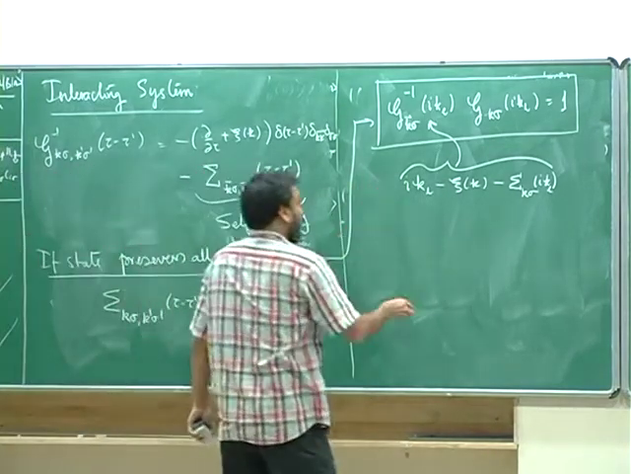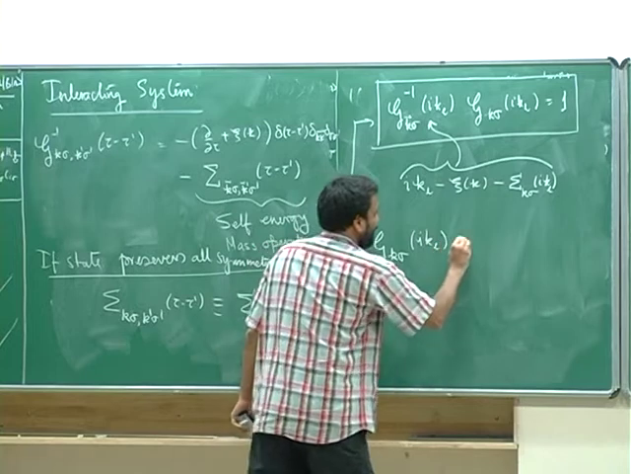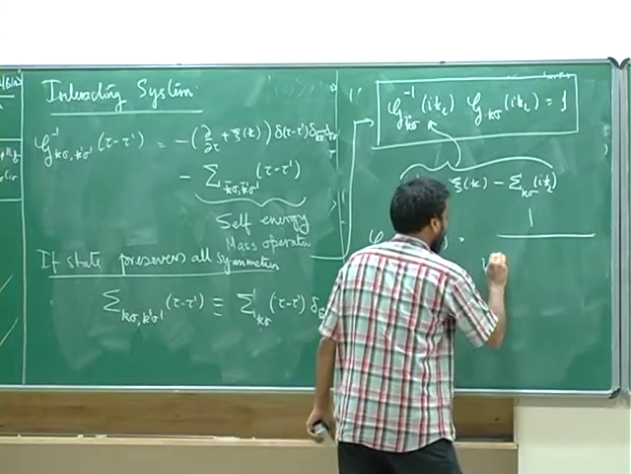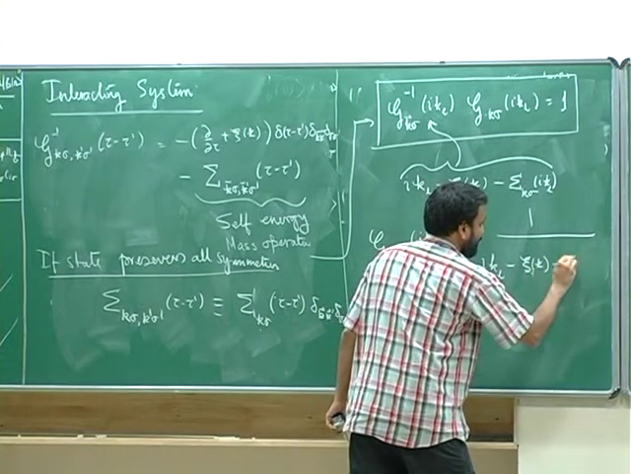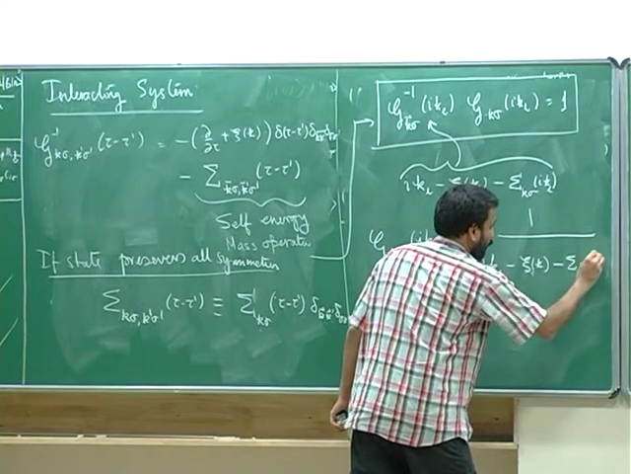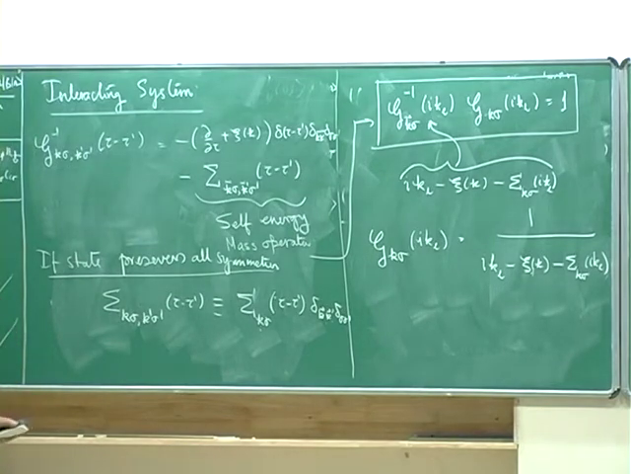Okay? All right. So what have I found? I have found that G_{kσ} of iωₖ is equal to 1 by iωₖ minus ε_k minus Σ_{kσ} of iωₖ. This is what I found. Okay. So now I ask you, if I give you this quantity, how will I calculate the spectral function? Spectral function is observable. You can shine light, look at electrons coming out, and you can measure the spectral function. If this is the formula, what is the spectral function?